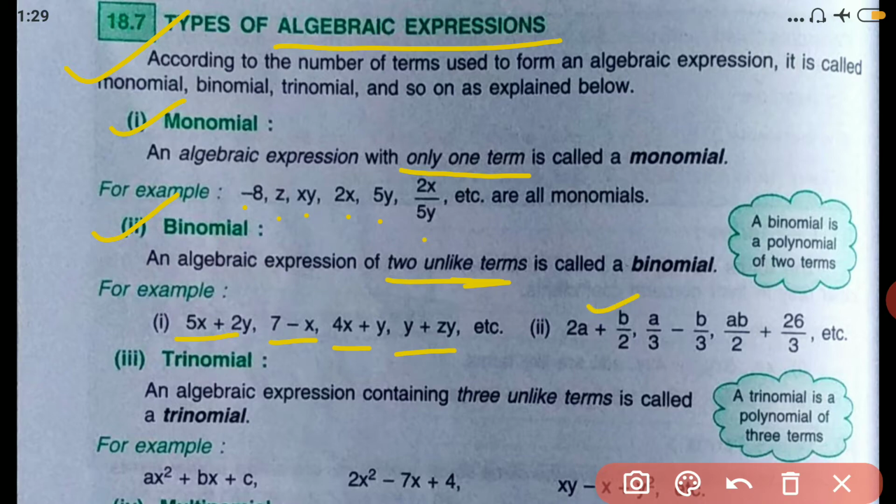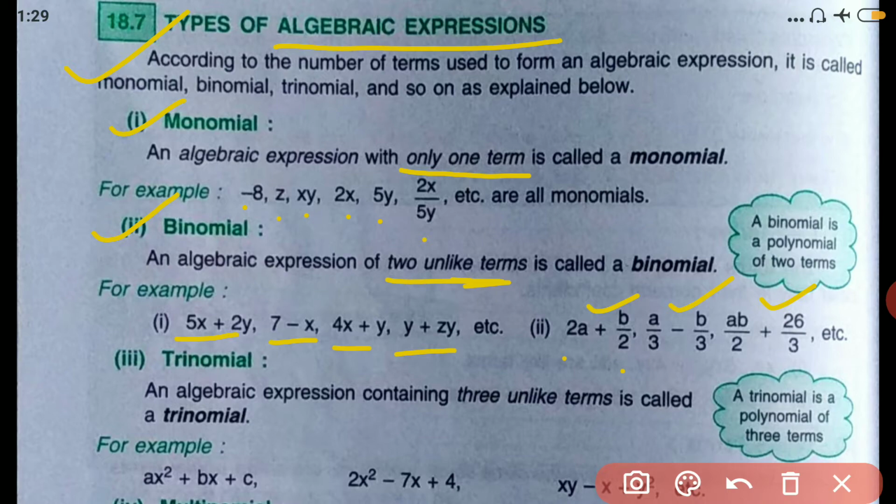a upon 3 minus b upon 3, this is also a binomial. ab upon 2 plus 26 upon 3, this is also a binomial. Here you can see the two terms are not matching, so they are unlike terms.